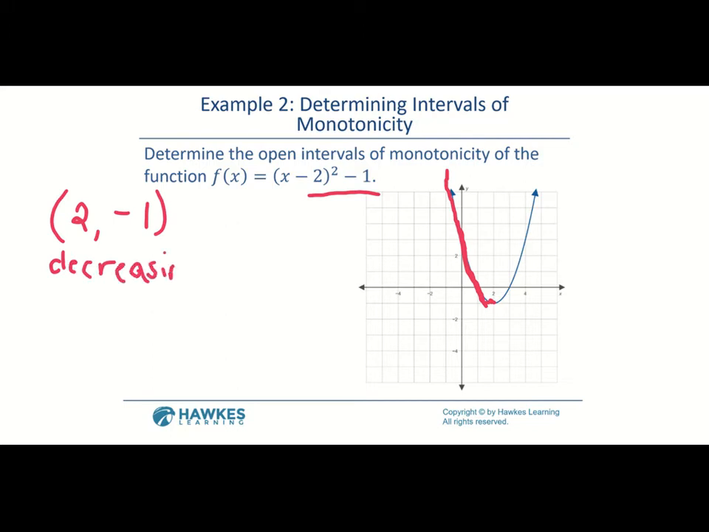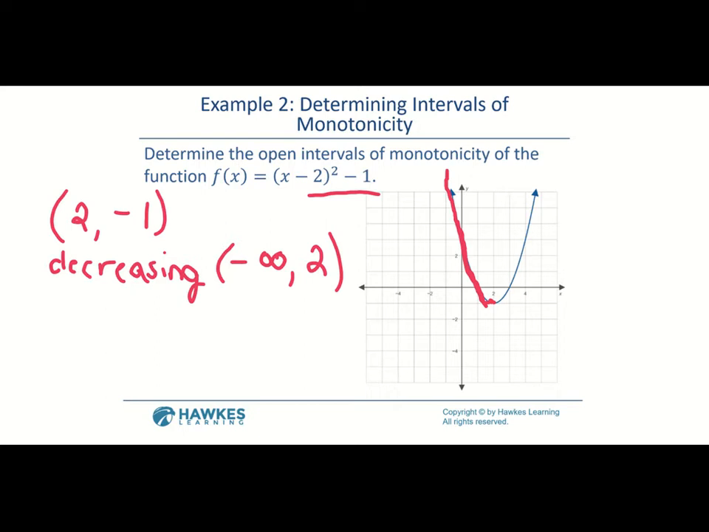And it is decreasing from negative infinity, because we have that arrow there. So it would be negative infinity to 2, because you're always going to use that h value to help write our intervals. And again, it doesn't include 2 because it stops there, so we put the parentheses there.